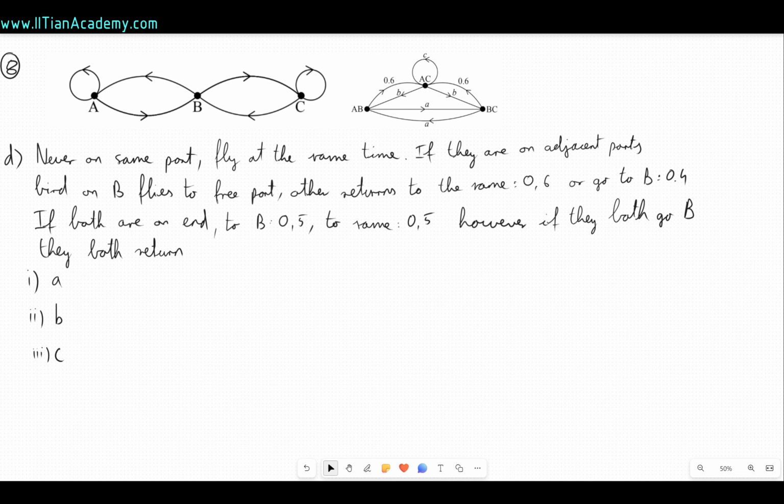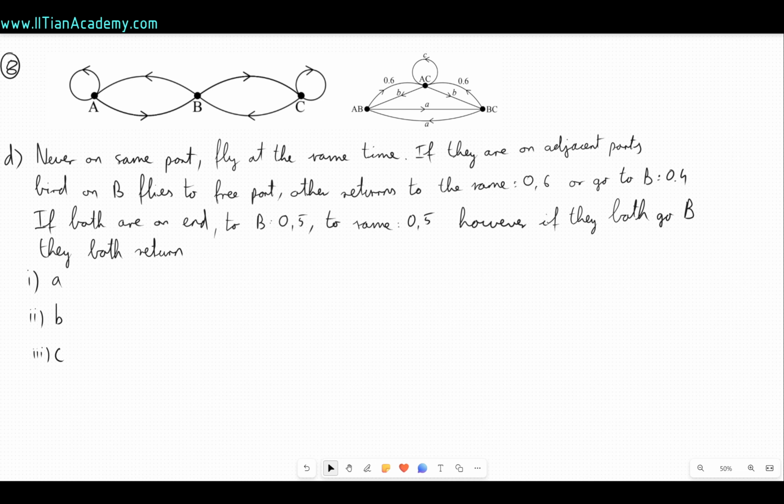And if they're both on the ends of the posts, they will either return to their same post with a probability of 0.5. However, if they both try and fly to the middle post, to post B, they will return to their initial post as well. So we are given this new diagram where the vertices represent the posts that are occupied, and we need to write down the value of A, B, and C.